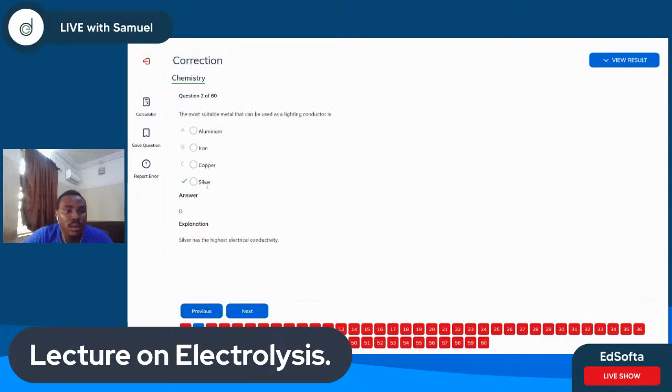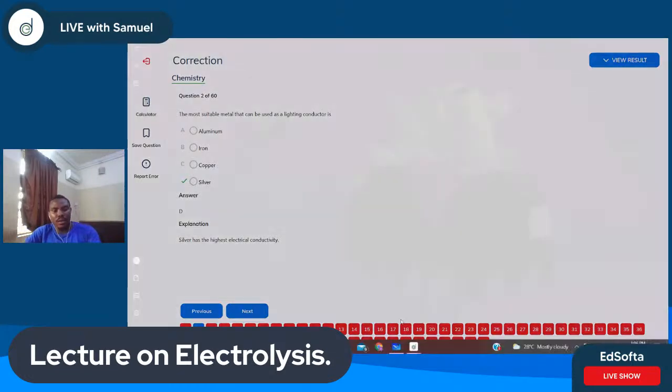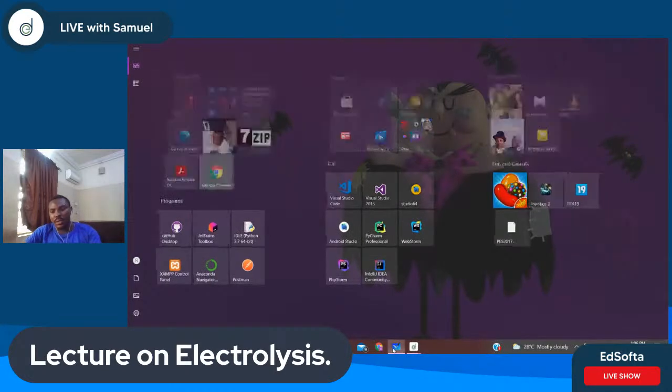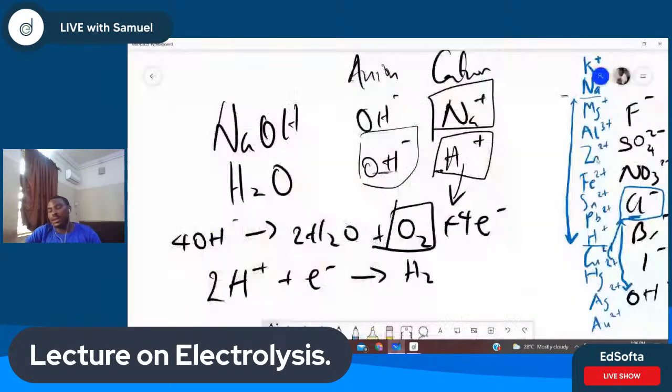Or we can answer silver. Silver is the most suitable metal for conduction. Why? It has high electrical conductivity because it is on the lower part. So the lower you are on the electrochemical series, the more your electrical conductivity. The higher ones on the electrochemical series don't have as high electric conductivity. It's the lower ones that have higher electric conductivity. So you see why most times they use copper.